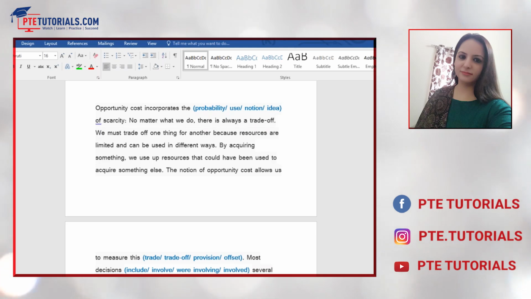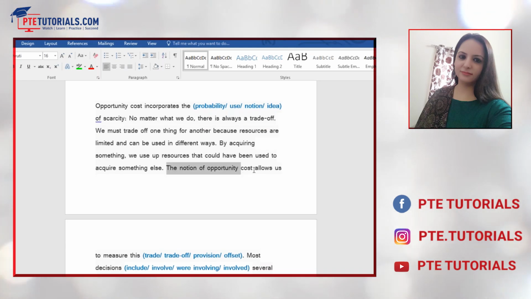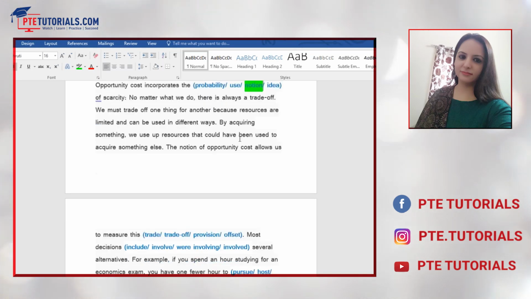And then the notion of opportunity cost allows us to measure this dash. Now, trade or trade off. Now, I will be looking back. I just have read the word trade off. So, we'll be selecting here trade off. Next, most decisions dash several alternatives.